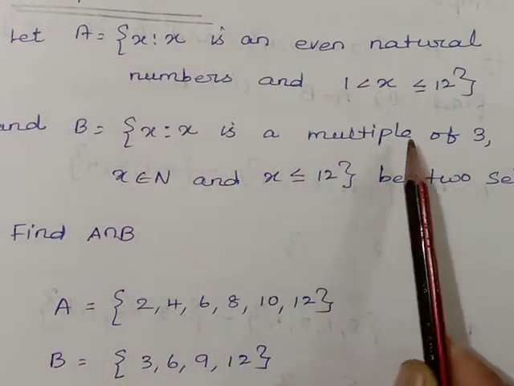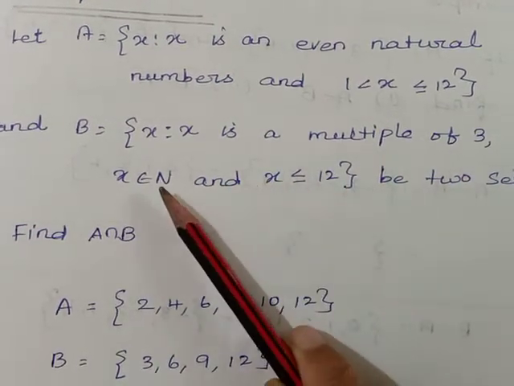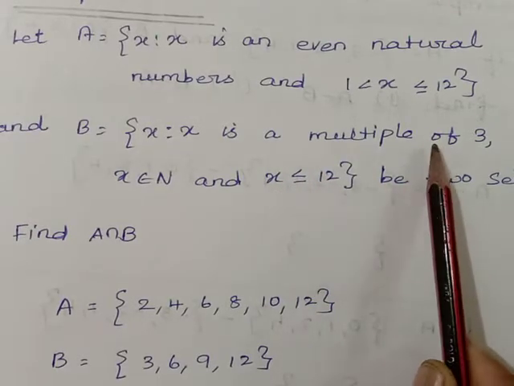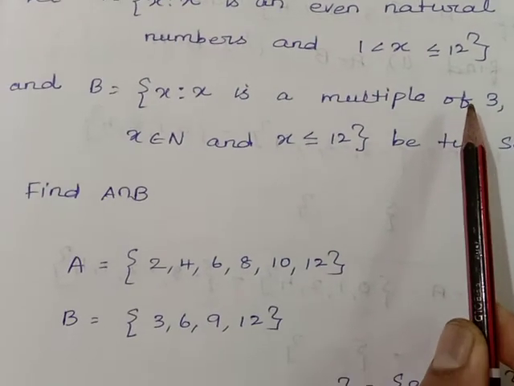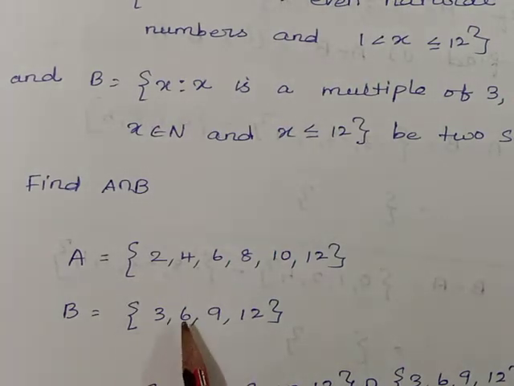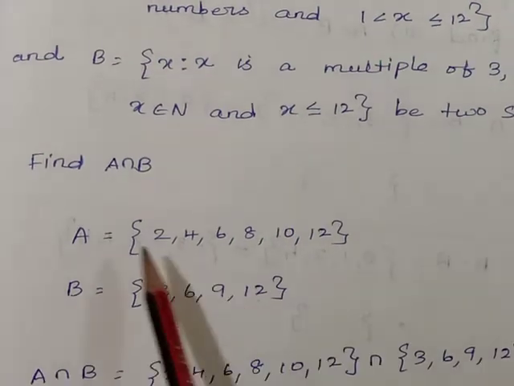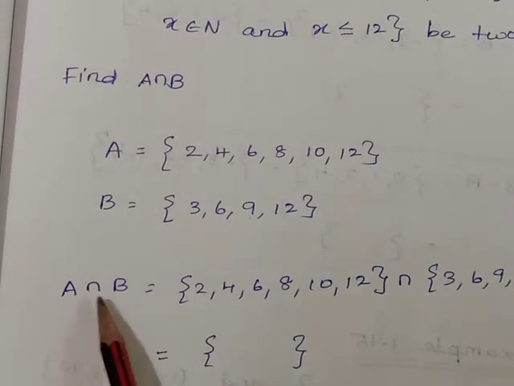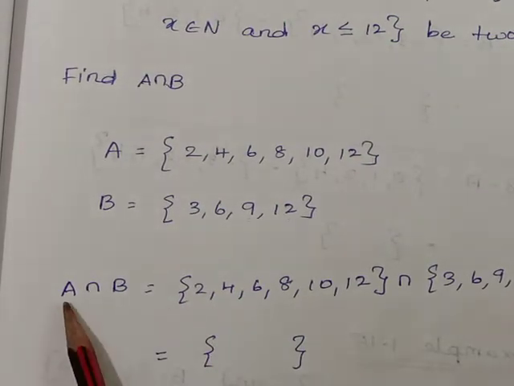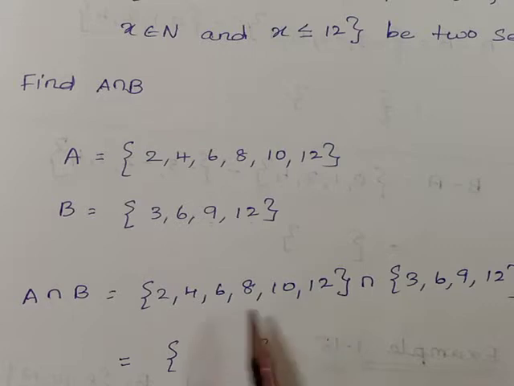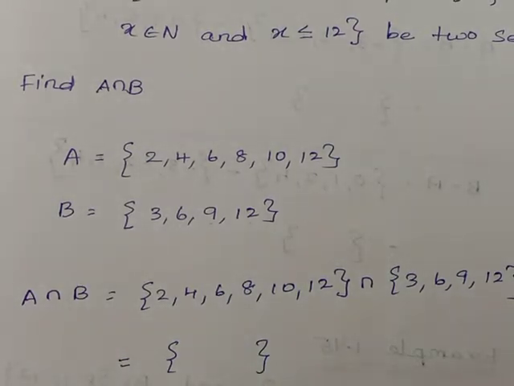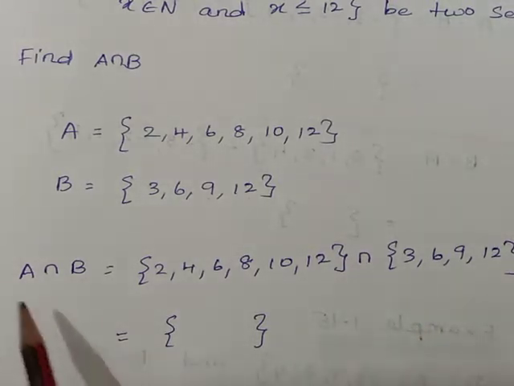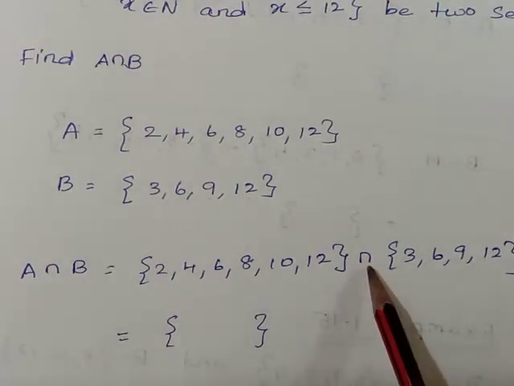Here the value is a multiple of 3, belongs to natural numbers and is less than or equal to 12. Multiples of 3 means we start from the third table: 3, 6, 9, 12. So this is the value of A and B. They asked us to find A intersection B. Since A is the first term, I have written the value of A, and B is the second term, I have written the value of B. The relationship between A and B is intersection.